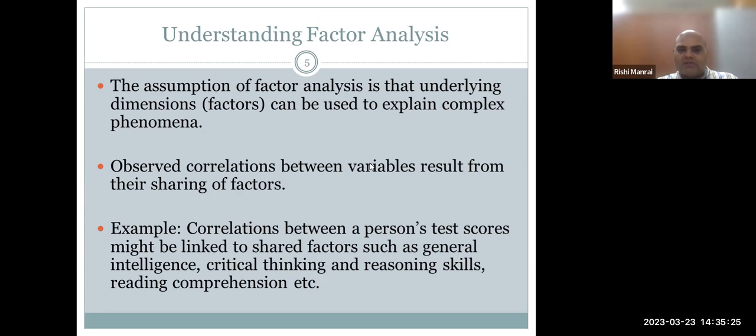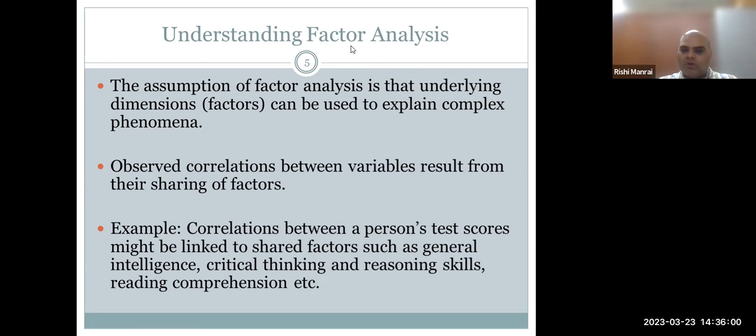Okay, so I was talking about understanding factor analysis. The assumption of factor analysis is that underlying dimensions can be used to explain complex phenomena, and observed correlations between variables result from their sharing of factors. So there are different factors, and those factors which have a good amount of correlation will be joined by the factor analysis and form a construct. These constructs will help you explain your phenomenon.